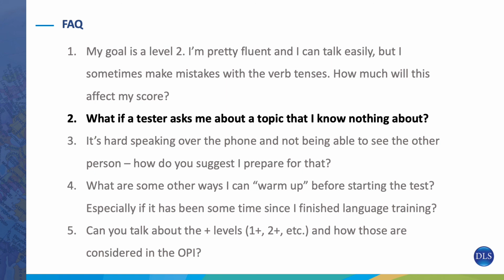So this is what we often do in our first language when we don't know about a topic. We might not have much information, but we can still talk about it, even if we're just repeating something that we've heard. So that's exactly what you can also do in the OPI. And this is a way to show your command of the language, even if you lack knowledge in a specific area.